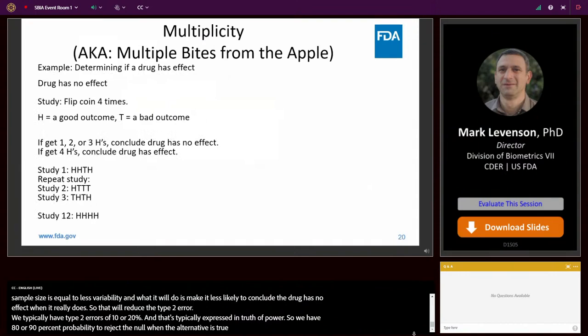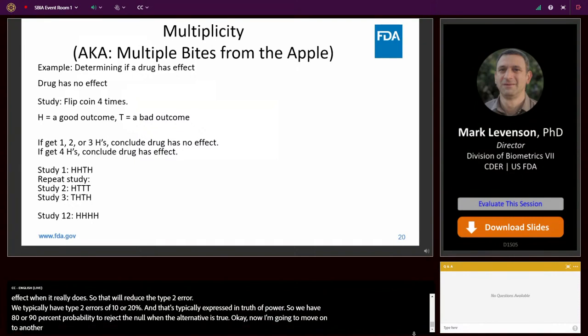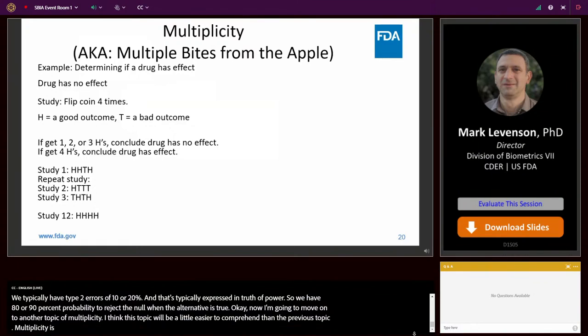Okay, now I'm going to move on to another topic, multiplicity. I think this topic will be a little easier to comprehend than the previous topic. Multiplicity is also known as multiple bites from the apple. So I have a toy example to try to display this concept.